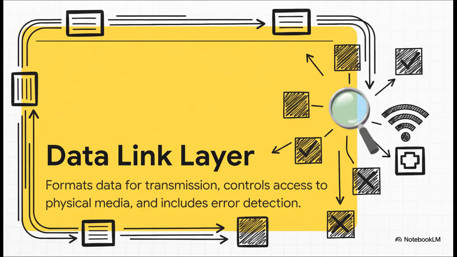Right below that, you have the data link layer. Now, this layer's job is to get those data packets ready for their actual physical journey. It gets them formatted correctly for whatever connection you're using, whether it's an Ethernet cable or Wi-Fi, and it adds a final layer of error checking to make absolutely sure that what arrives is exactly what was sent.